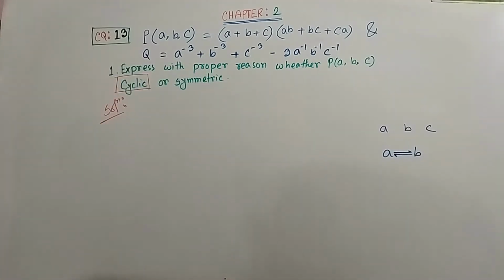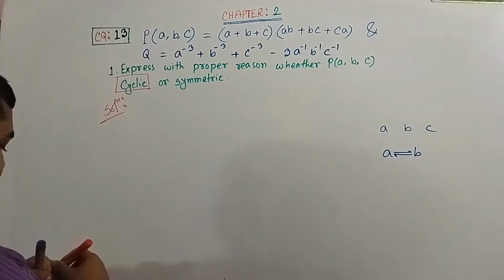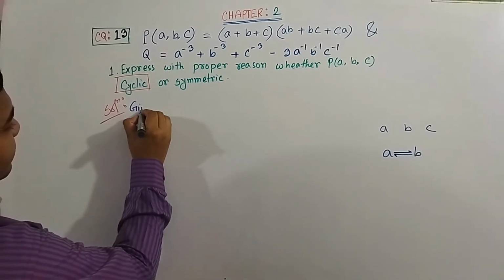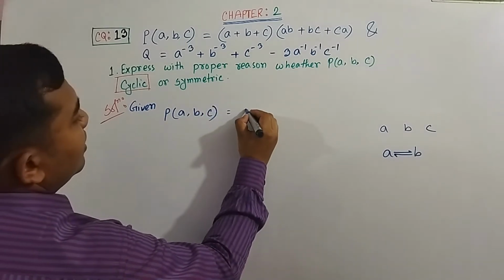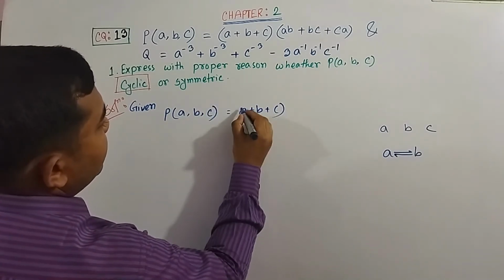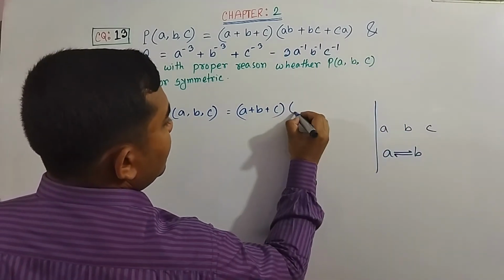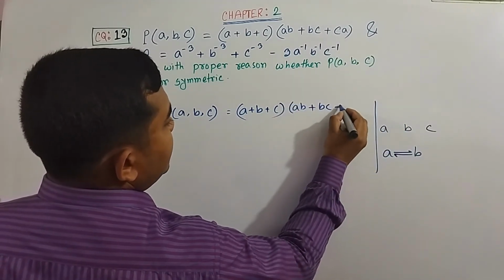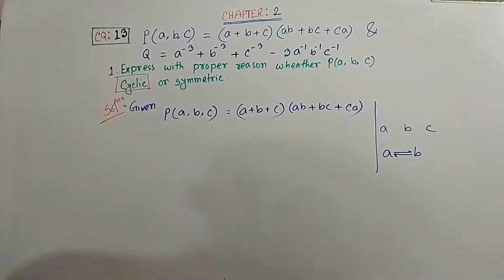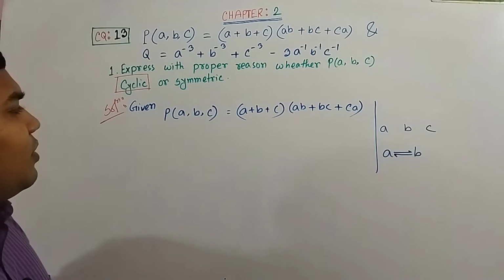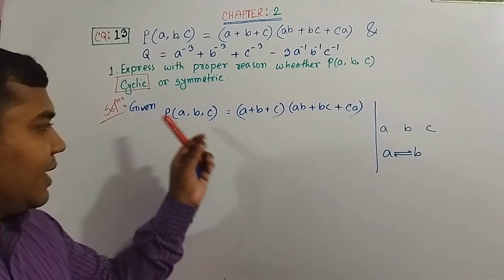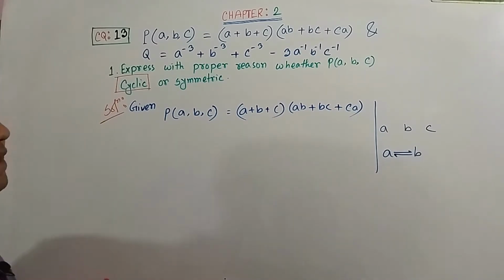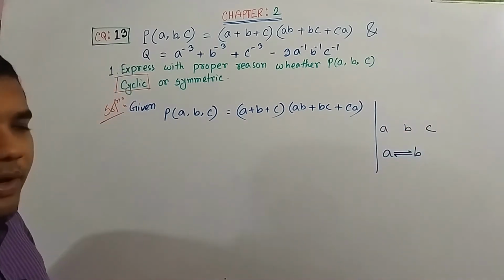So how can we go about that? Here is given P of A, B, C equals A plus B plus C, AB plus BC plus CA. Here you can write something like putting A equals B and B equals A, then we can write it, or you may write it directly here. Anything is okay. You just have to give a side note, then it will be okay.